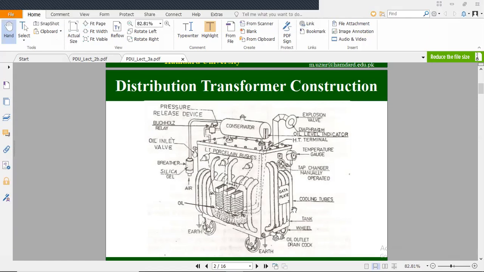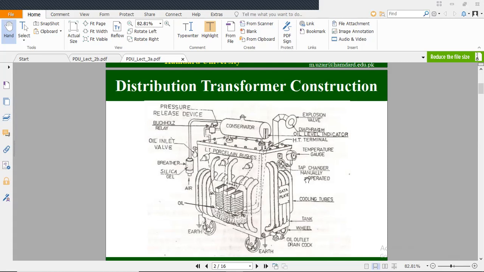Now this is the data plate, which we also call the nameplate. The explosion valve is placed at this level, so that if an explosion occurs it would operate from this side. The diaphragm base is in this section. The oil level indicator is also placed there, which tells us how much oil is available. The HT terminals are here. A temperature gauge is also available to indicate the temperature and how much it increases and decreases, which is shown by this indicator.